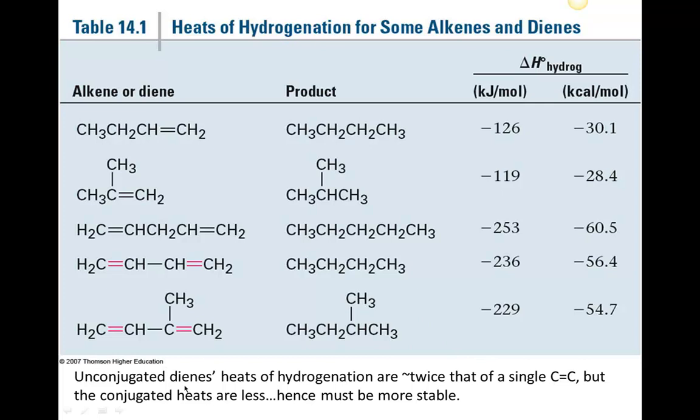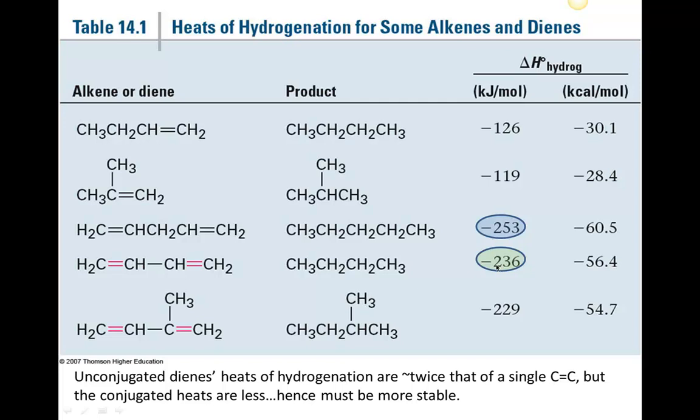And so if you look at the heat of hydrogenation of an unconjugated diene, which would be like this example, it's about twice as much as one double bond. So one double bond, two double bonds, is roughly twice as much. But if we then instead look and compare this non-conjugated system to this conjugated system, admittedly there's one fewer carbon, but you see it's a lot less.